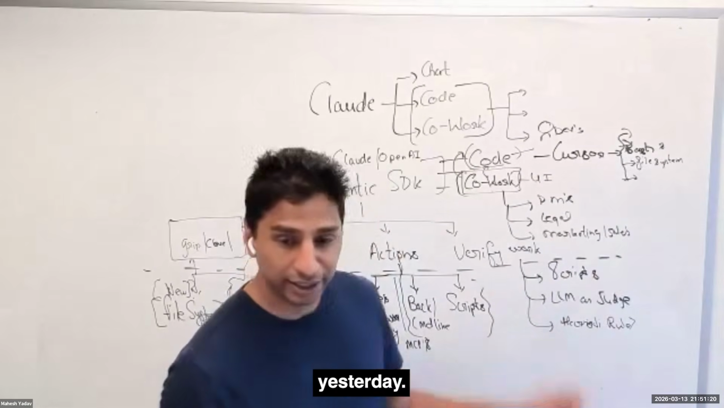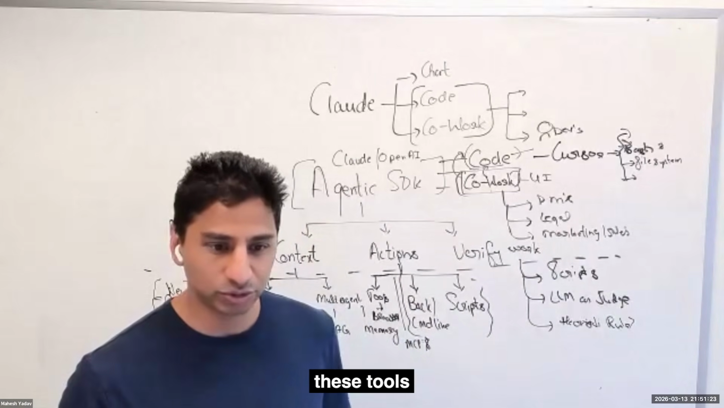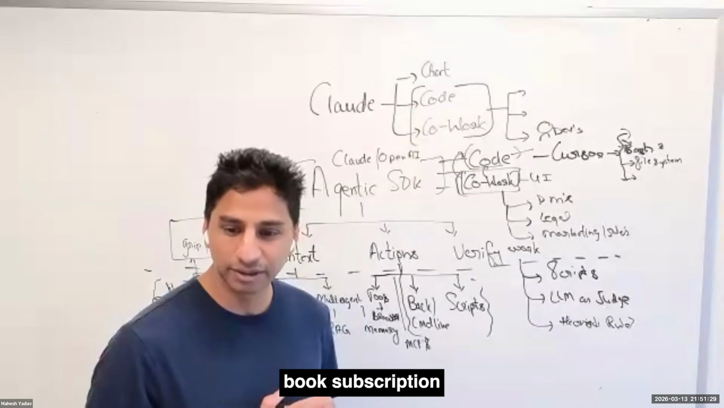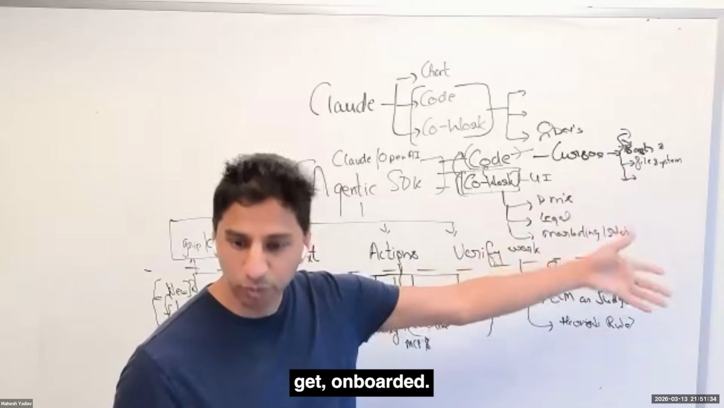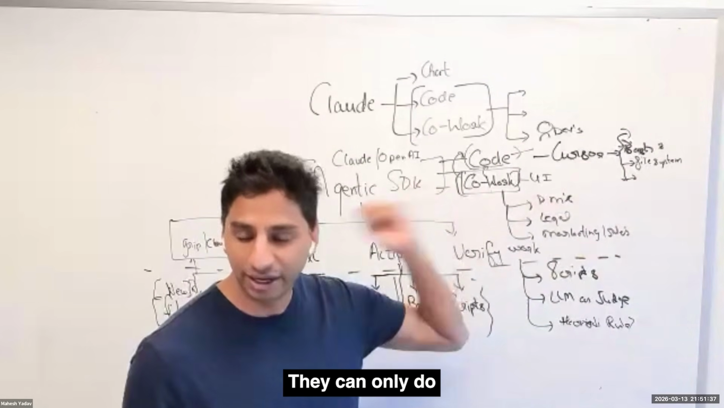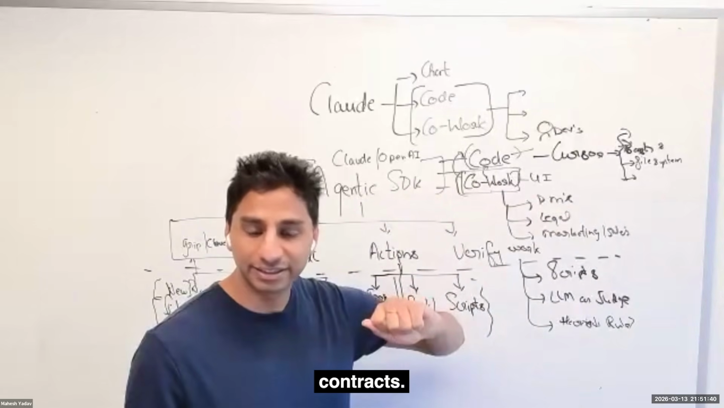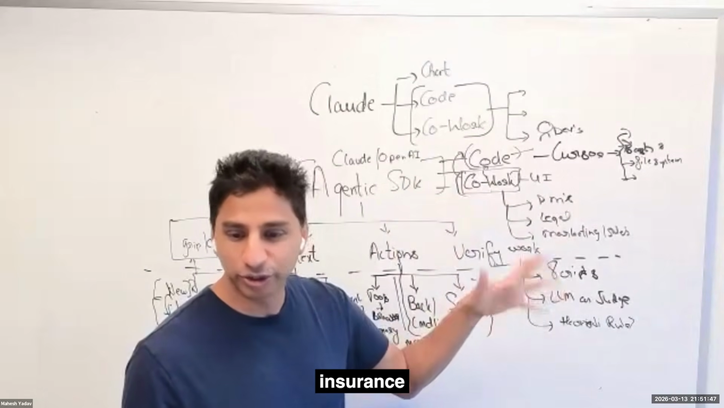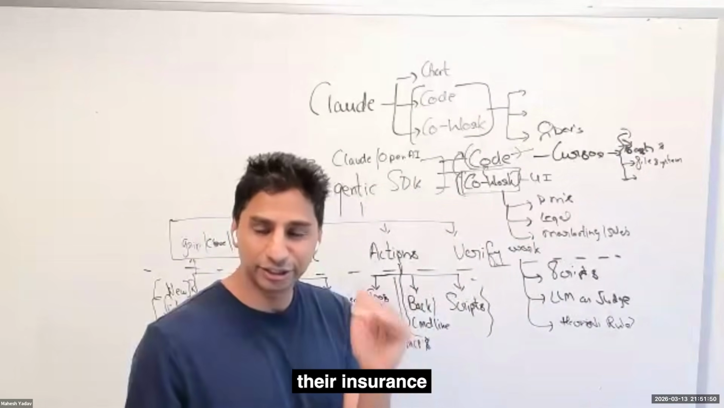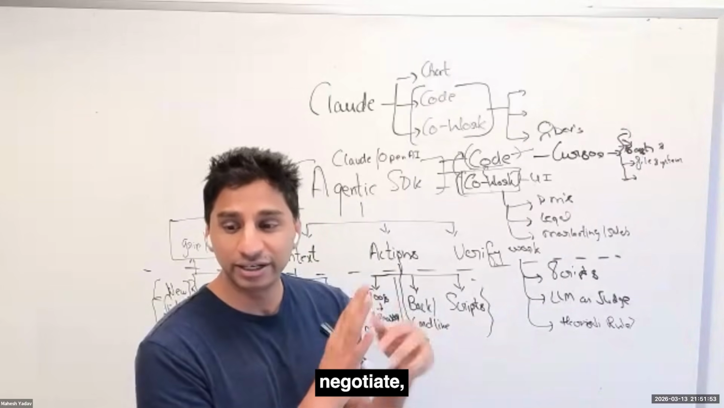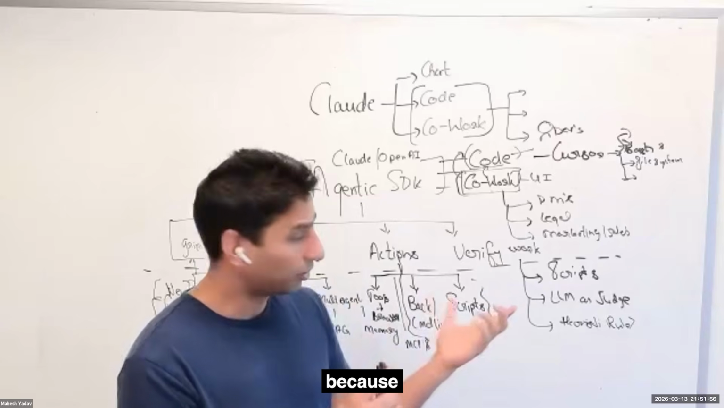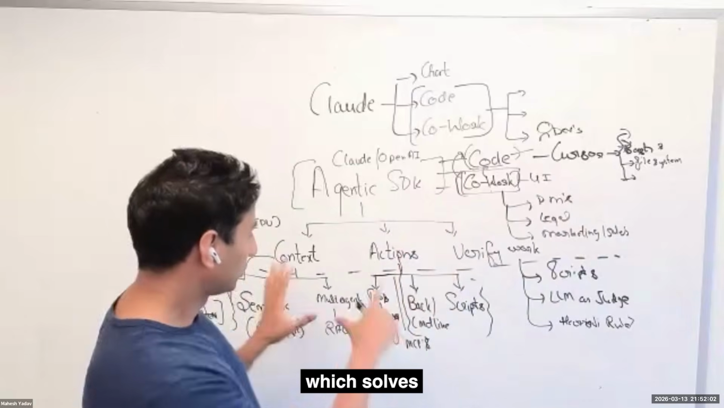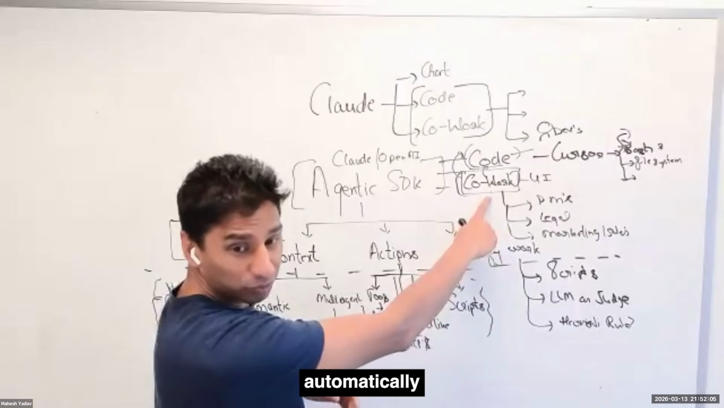I was talking to a customer yesterday. They are a legal team, and they said they bought tools like Spellbook. Anybody heard of those? They had a Harvey subscription, they had a Spellbook subscription, and they were struggling to get onboarded, and they were having only limited things. They can only do redlining with Spellbook, which is negotiating contracts. But then they changed to Co-Work, and now they are going full on, doing insurance negotiations. They are searching their insurance documents and finding how they can negotiate insurance price better, because they need not bind themselves to a particular provider, since this comes automatically solved.